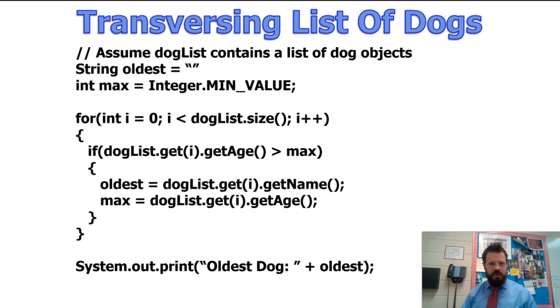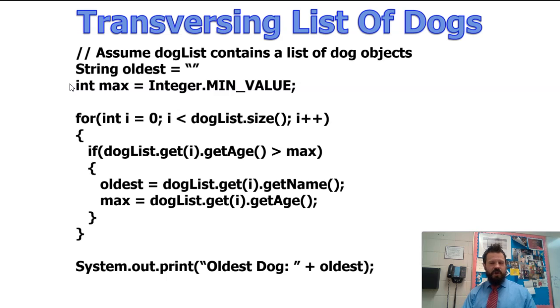So let's take a look at a chunk of code, and it looks like this is going to find the oldest dog, the dog with the greatest age. So first off, let's assume dogList contains a list of dog objects. We'll create a string for oldest. We'll leave it blank for now. And then here's one trick that I don't know if we've seen so far. But let's say I want to find the maximum. What I could do is I could set the initial max to 0.